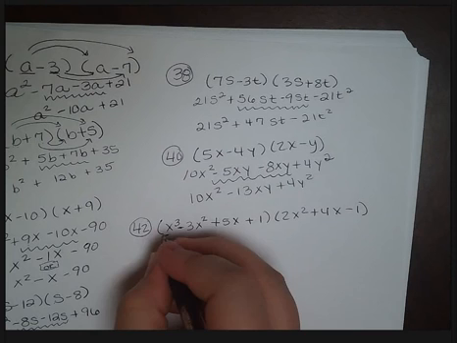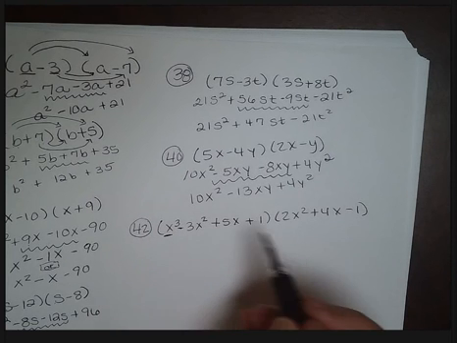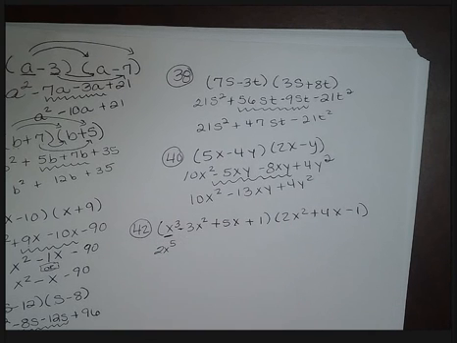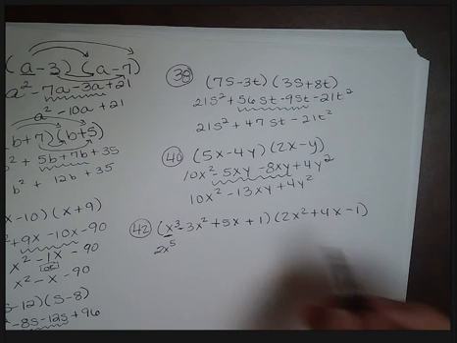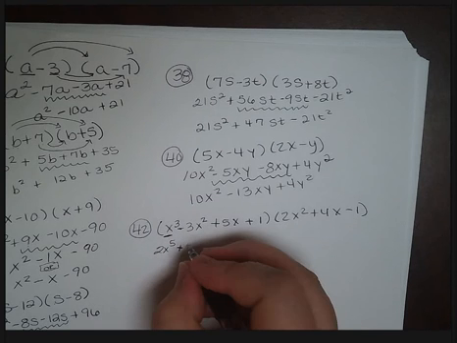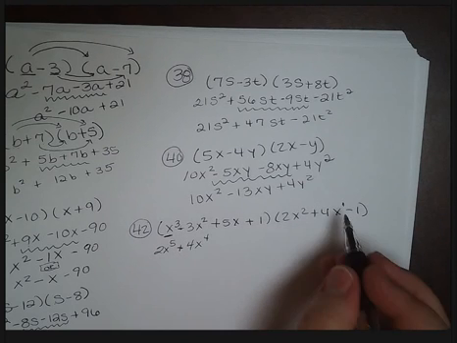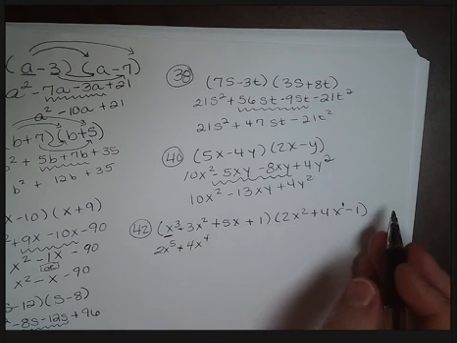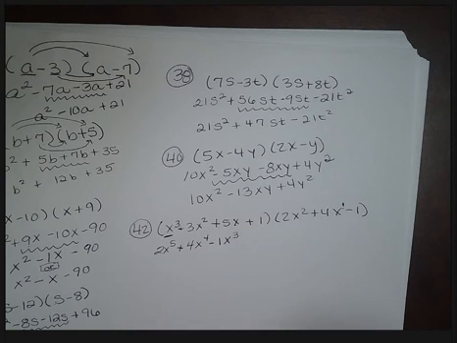So x to the third, we're going to multiply it by each of these terms. So x to the third times 2x squared is going to be 2x to the fifth, because 3 plus 2 is 5. X to the third times 4x is going to give me 4x to the fourth, because remember that is an x to the 1. 3 plus 1 is 4. Then x to the third times negative 1 is negative 1x to the third. Okay?